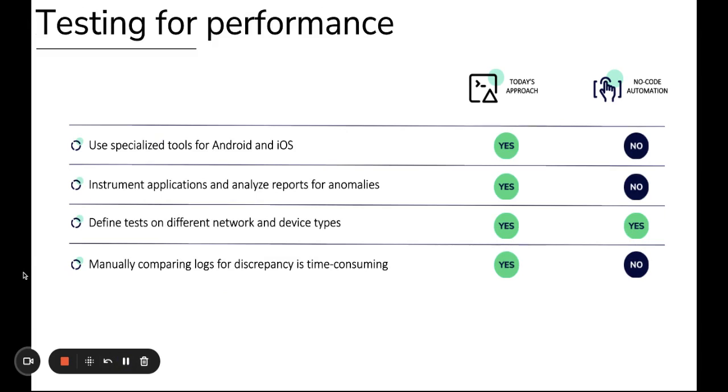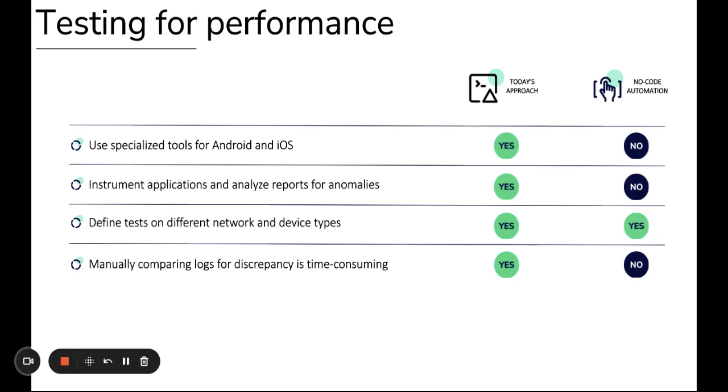Talking about performance testing, much like visual testing and functional testing, both for Android and iOS, there are specialized tools that actually capture the performance metrics. So as a developer, you need to specialize in both of these tools and incorporate them in your test, which requires not only a learning curve, but at the same time engineering skills as well as maintaining these tests. You need to instrument your applications today and analyze the reports for anomalies, which can also be a very time-consuming and manual process.